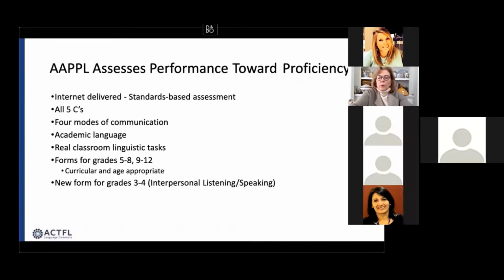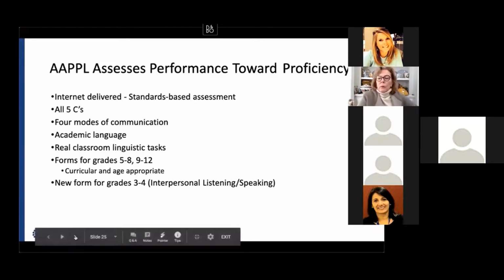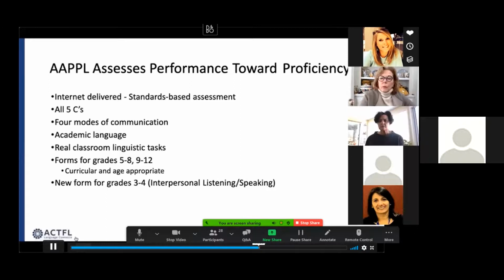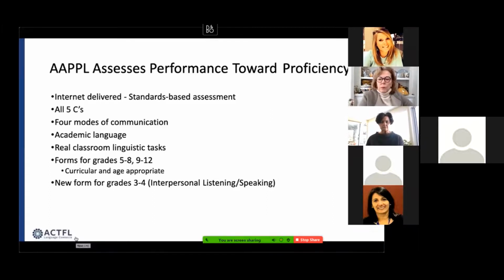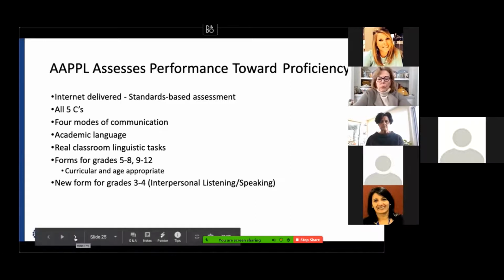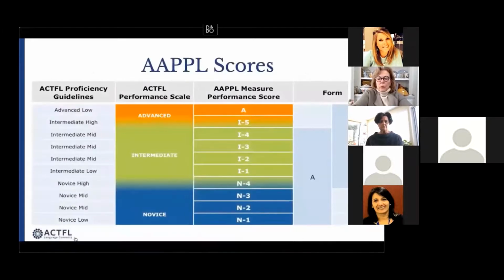It assesses academic language, the kind of language that takes place in the classroom, through real classroom linguistic tasks. Those students send emails, they listen to blogs, they view documentaries, they engage in video chats, they read literature, they read articles from newspapers. So in fact, the assessment reflects exactly what's happening in the classroom instructional model. There are different forms for grades 5 through 8, 9 through 12, and recently added was a form for grades 3 and 4, just the interpersonal listening and speaking, and culturally and age appropriate.